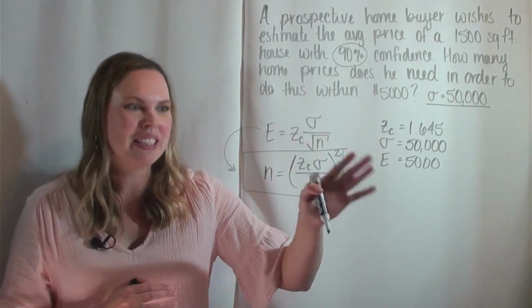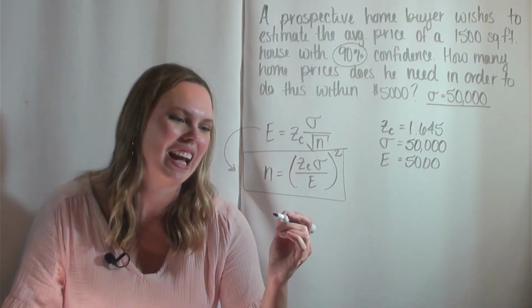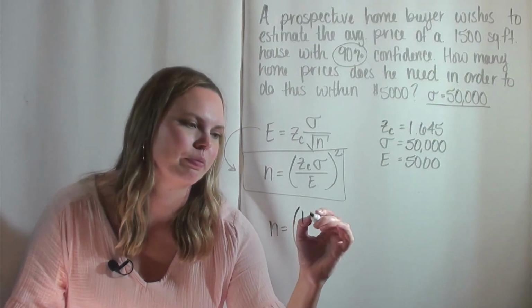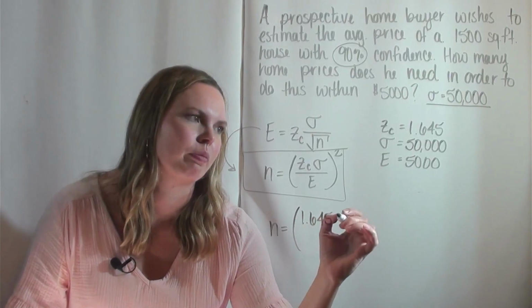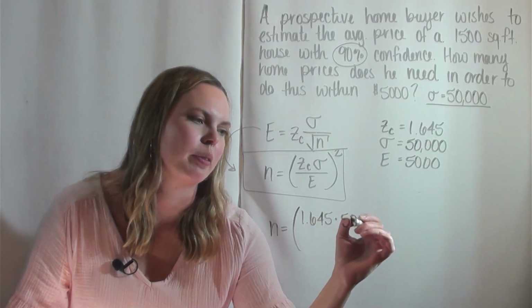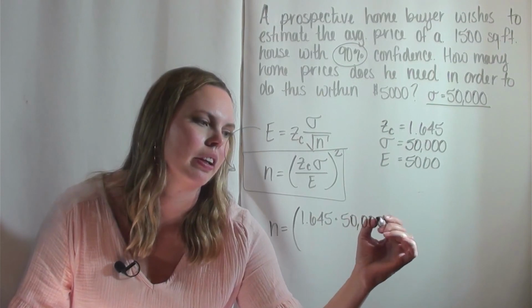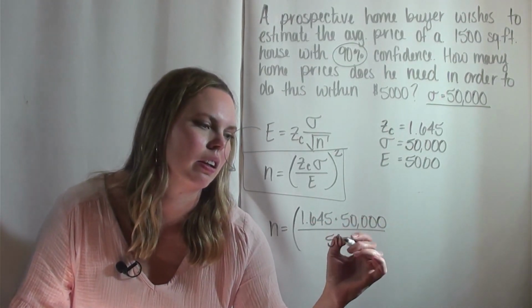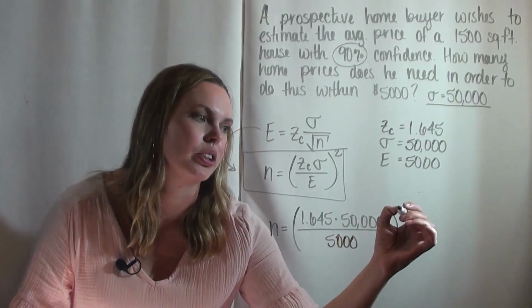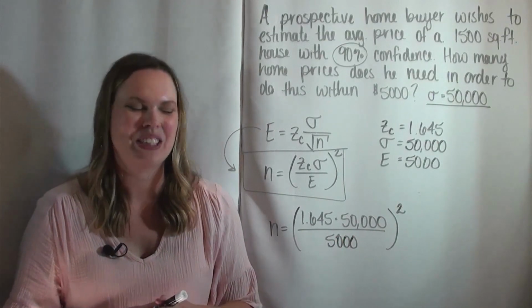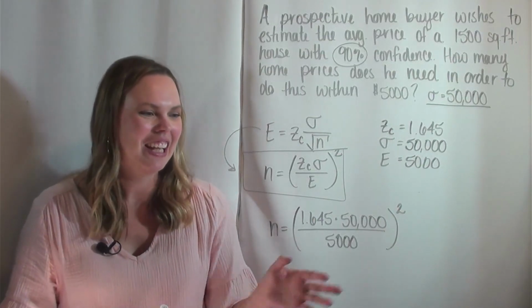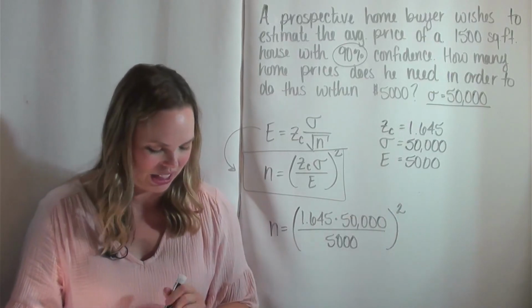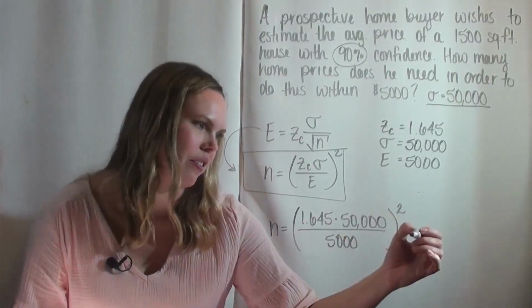All right, so these are the pieces and they just plug in, so I'll write that out. Use a dot for my multiplication there. And don't forget to square the whole thing. It's very tempting to forget that square at the end. So we do this division, multiplication, division, square the whole thing, and you should get 270.6.